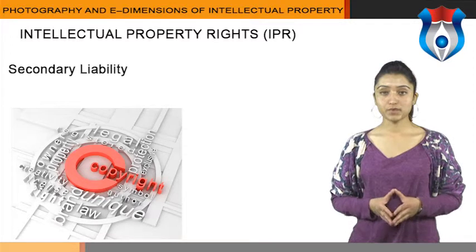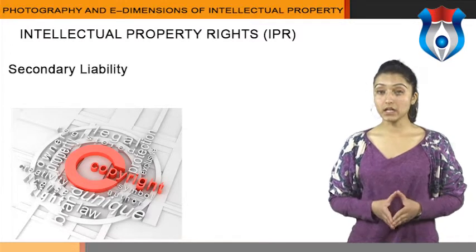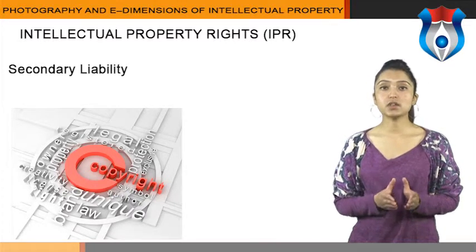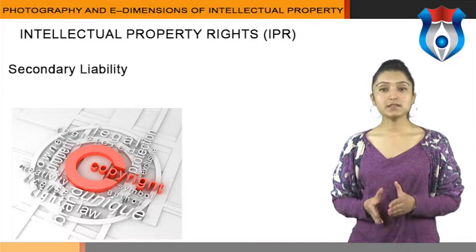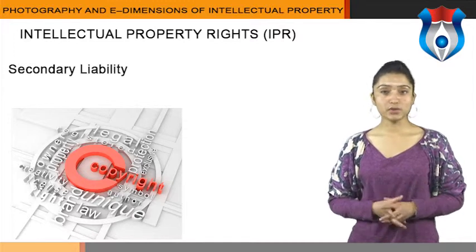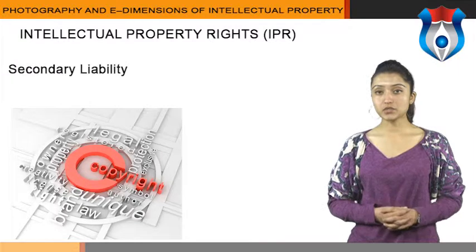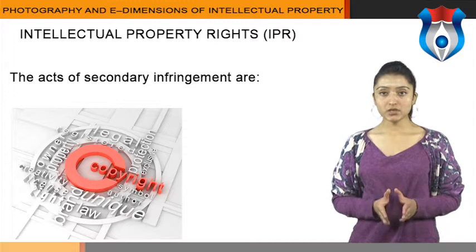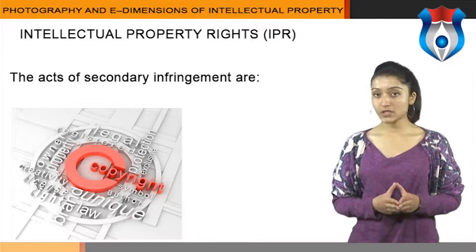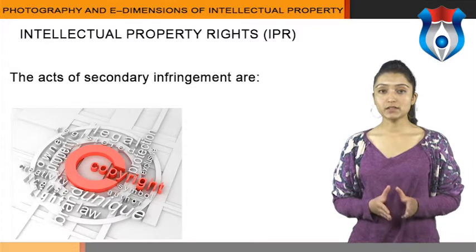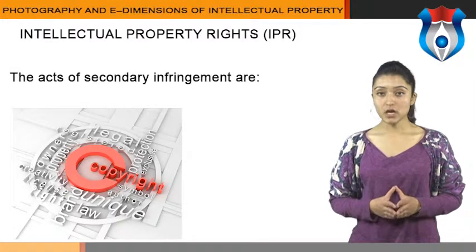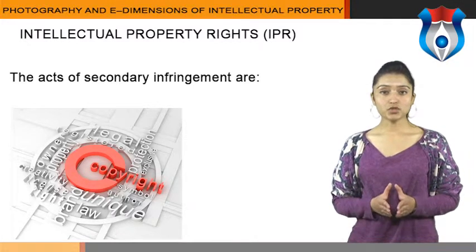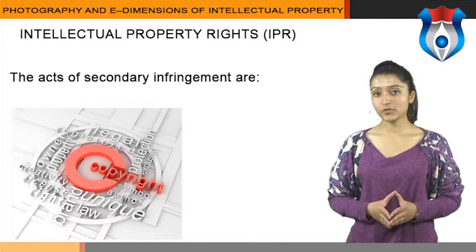Secondary liability. The Copyright, Designs and Patents Act 1988 provides that there are certain acts that constitute secondary infringement. These acts are either subsequent dealings with an infringing copy or an act which facilitated the infringement itself. The acts of secondary infringement are importing infringing copies, possessing or dealing with infringing copies, providing the means for making infringing copies, permitting the use of premises for an infringing performance, provision of apparatus for an infringing performance.